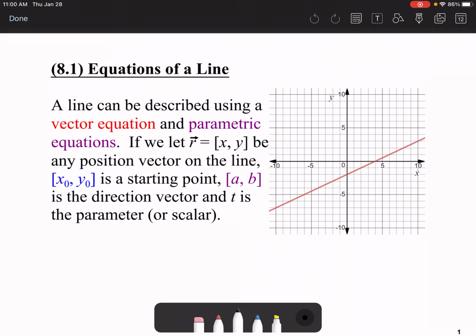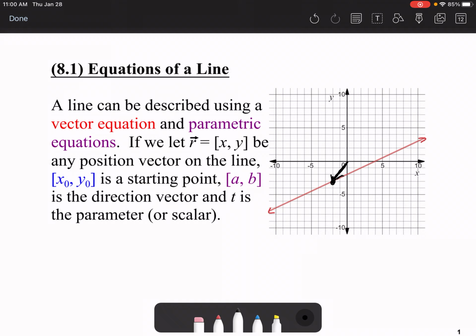So let's say we have the line over to the right that we see in the color red, and it continues in both directions. What we're going to do is let r equal any point on this line, being related to the vector xy. Let me draw an example. This is one possible point that could be a result of x and y.